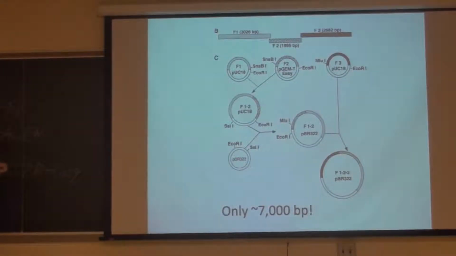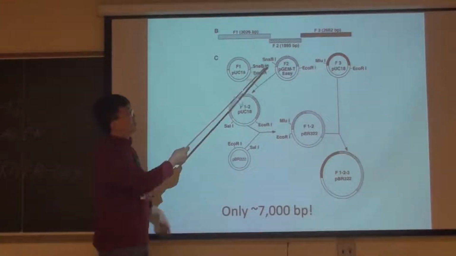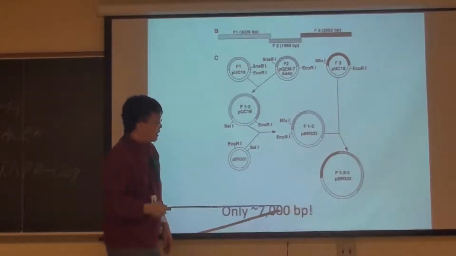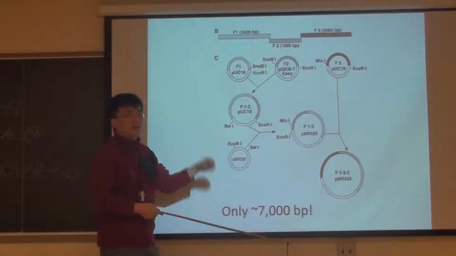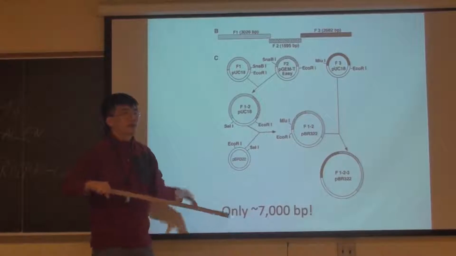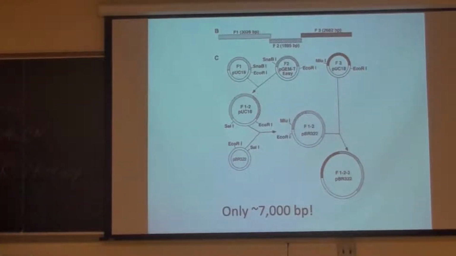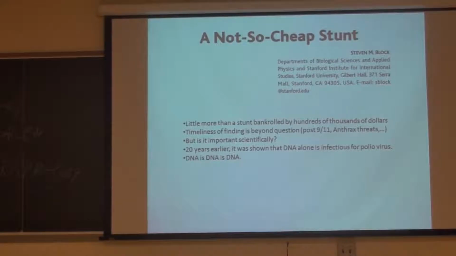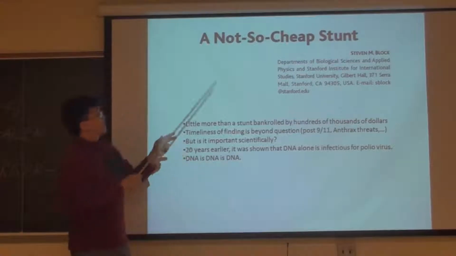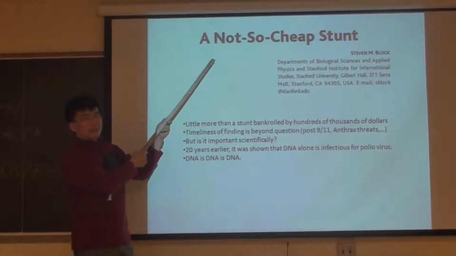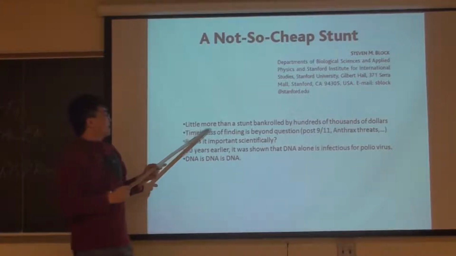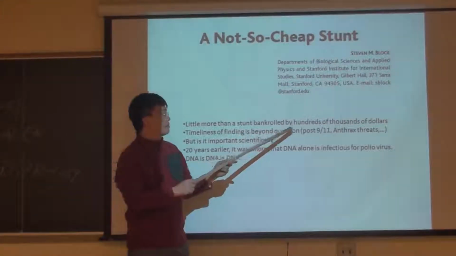What they did was some engineering to eventually put together DNA that is 7,000 base pairs long, and then they put it into human culture cells, and then they can make poliovirus. So that was the Science paper. But Science published a commentary by my friend, and the title of the commentary was "Not So Cheap Stunt." He basically wrote that this is little more than a stunt, bankrolled by hundreds of thousands of dollars of tax dollars.